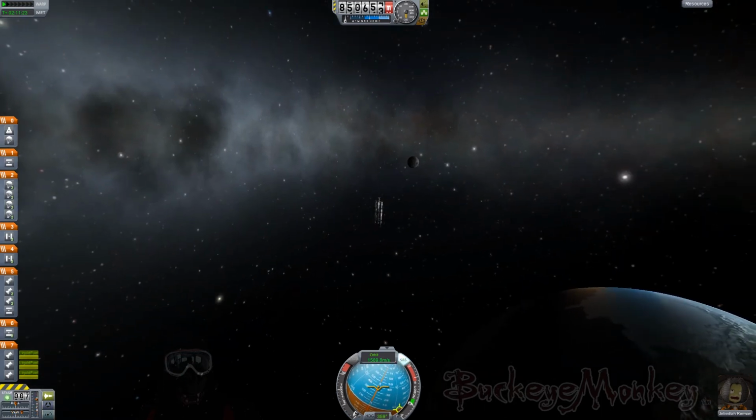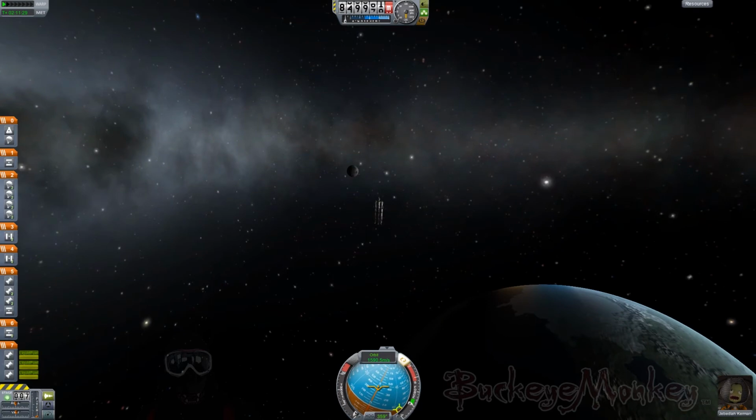This is just one of the many reasons why it's generally a good idea to stick to equatorial orbits around whatever you are orbiting, because in other orbits the directions get a little bit harder to understand.